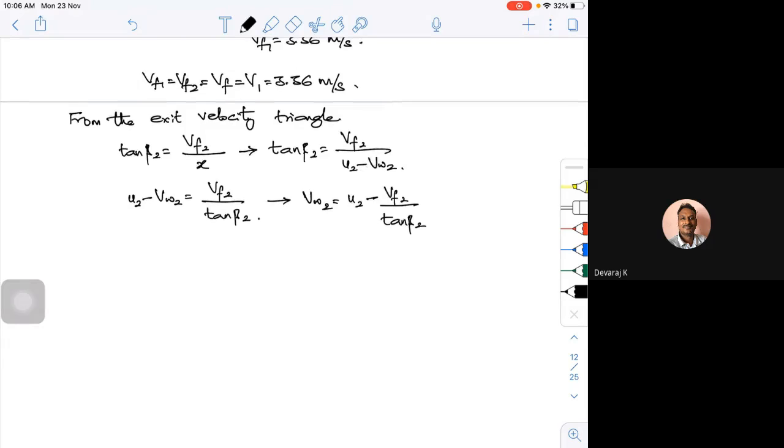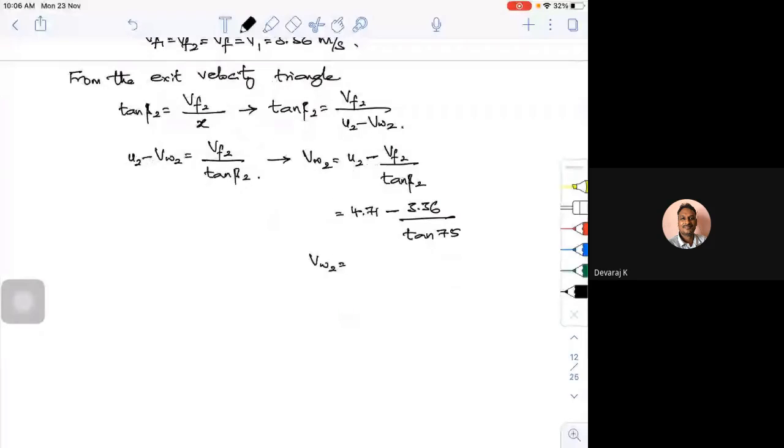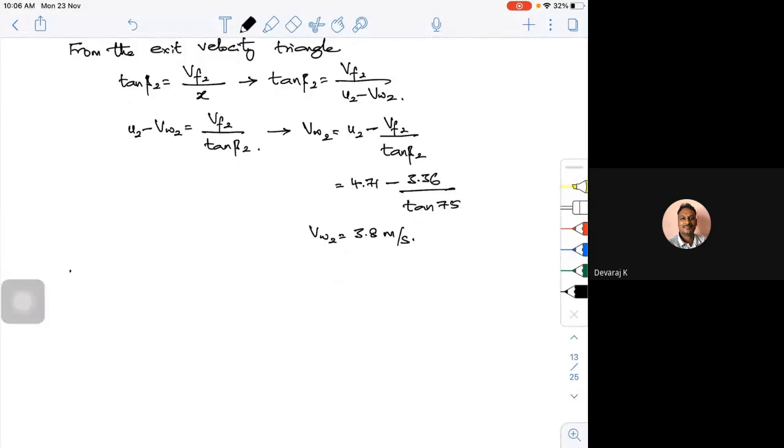I will substitute all the values. U2 is 4.71. Vf1 is equal to Vf2, that is 3.36, divided by tan of beta 2, which is given in the numerical as 75 degrees. I will substitute everything in my calculator. If I do that, I am getting the value of Vw2 as 3.8 meters per second. So I got my Vw2. Now let us calculate one by one. What is the first thing we are supposed to calculate? Your specific work.